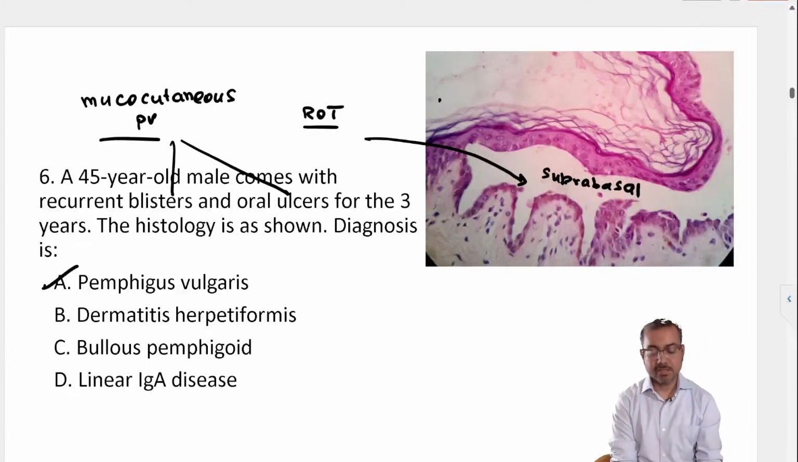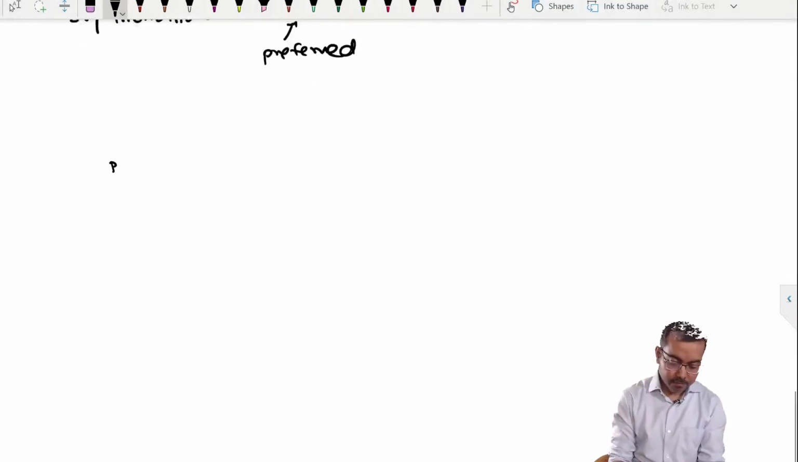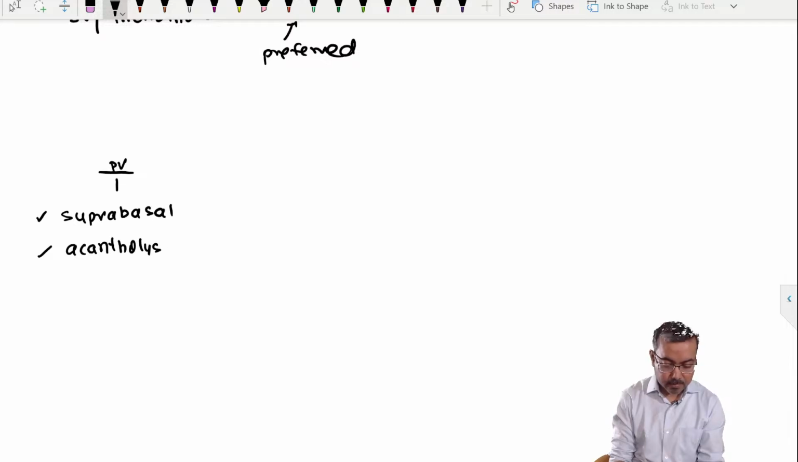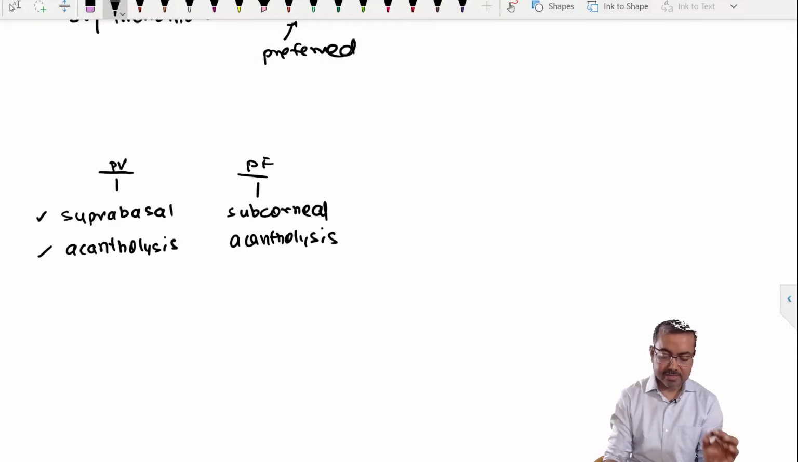Mucocutaneous pemphigus vulgaris. Dermatitis herpetiformis, it's going to be a dermal papilla blister. I'm going to draw that for you. Pemphigus vulgaris, remember, suprabasal. I'm going to give you the points now. Suprabasal blisters with acantholysis. Pemphigus foliaceus, subcorneal with acantholysis. I'm going to give you exact points.